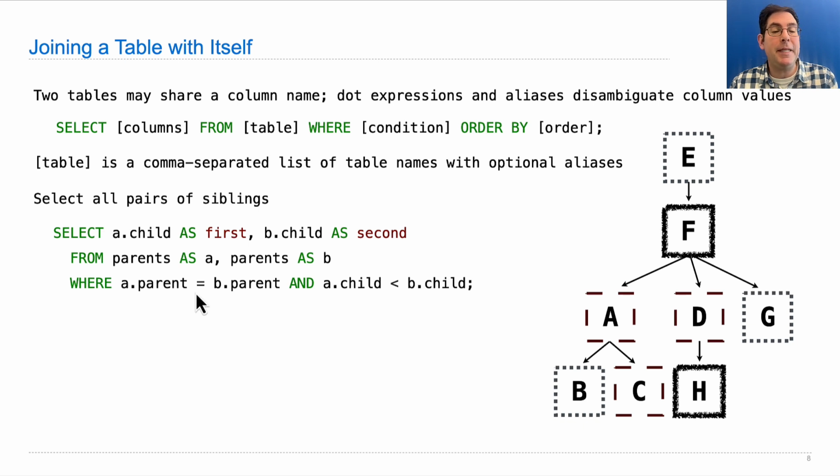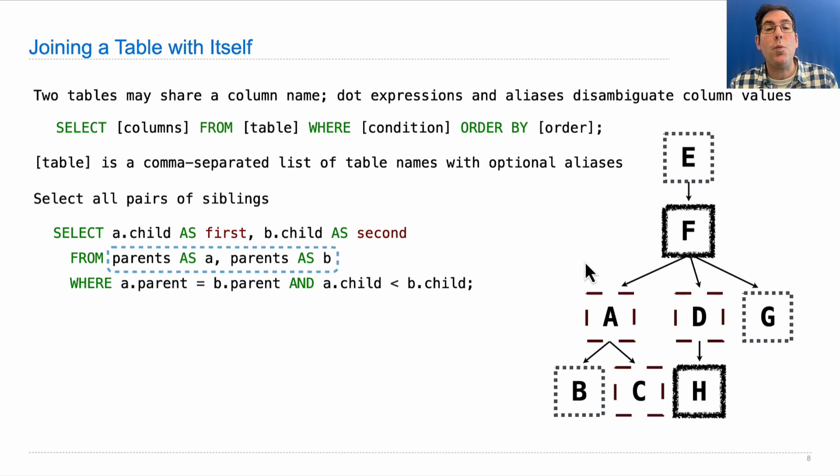A.parent equals B.parent means that the row from the parents table matched with another row from the parents table is only interesting if they have the same parent. Finn is the parent of both Ace and Ginger. And what about A.child is less than B.child? Well, this is a nice way of making sure they're not equal. You don't want to say that Ace is a sibling of Ace, because Ace is Ace. So Ace is a sibling of Ginger because they're different, and Ace comes first.